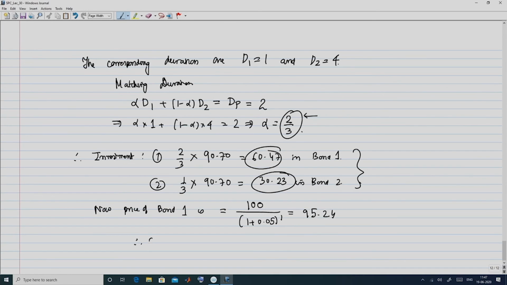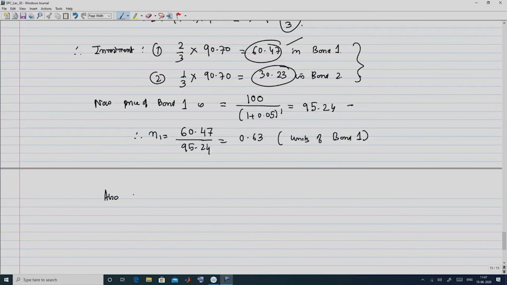So, therefore, N1 is going to be equal to 60.47, that means the number of bonds that you purchase is the amount invested in the bond, which is 60.47, divided by the price of the bond, which is 95.24, and this turns out to be 0.63, and this is the units of bond 1. Now, also, what is going to be the price of bond 2?